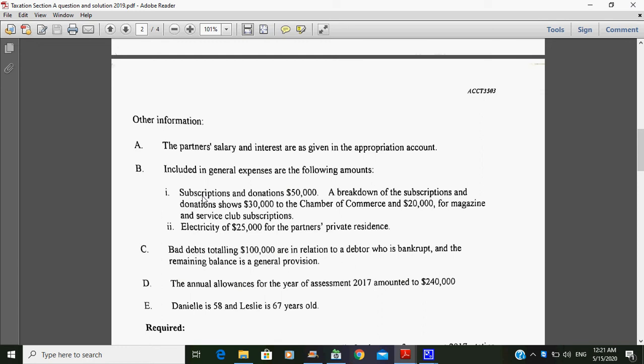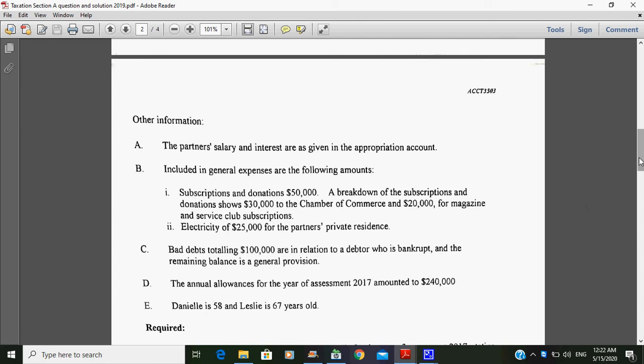So that means that some of this amount should be what? Added back, while some should be taken out, which we will see as we go along if need be. Electricity of 25,000 for the partner's private residence. Bad debts totaling $100,000 are in relation to a debtor who is bankrupt, and the remaining balance is a general provision. Annual allowances for the year of assessment 2017 amounted to $240,000. Daniel is 58 and Leslie 67.